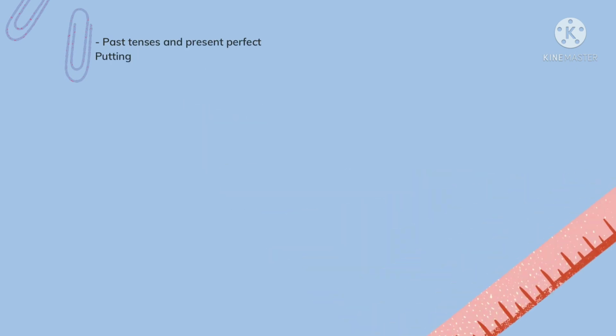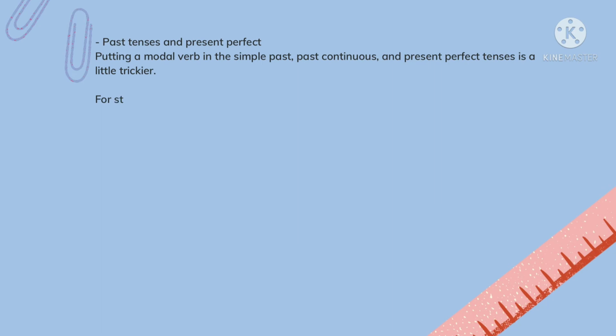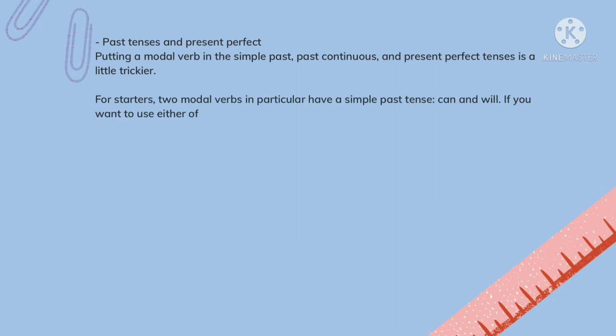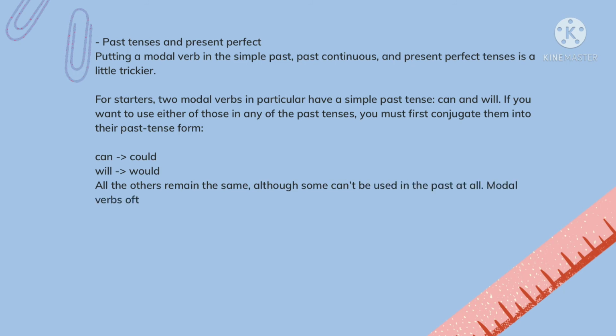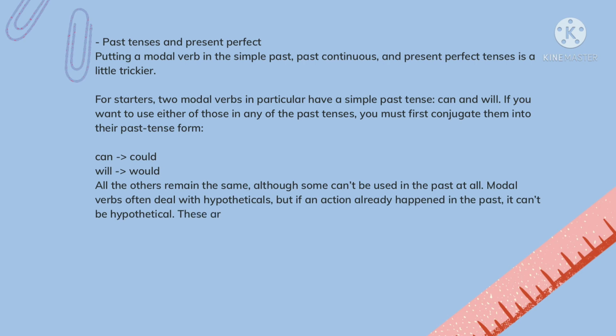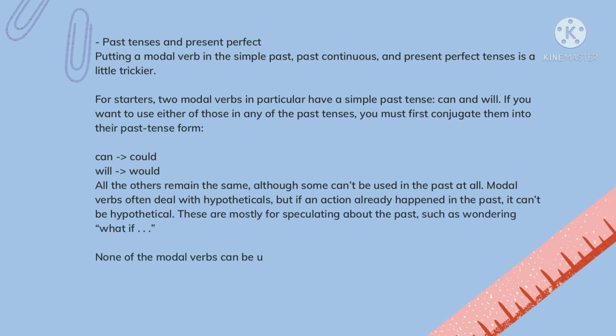Past tense and present perfect. Putting a modal verb in the simple past, past continuous, and present perfect tense is a little trickier. First, two modal verbs in particular have a simple past tense: can and will. If you want to use either of those in any of the past tenses, you must first conjugate them in their past tense form: can, could; will, would. All the others remain the same, although they can be used in the past too. Modal verbs often deal with the hypothetical.